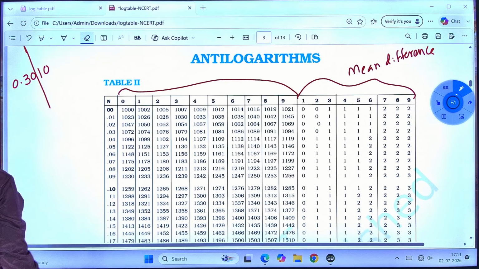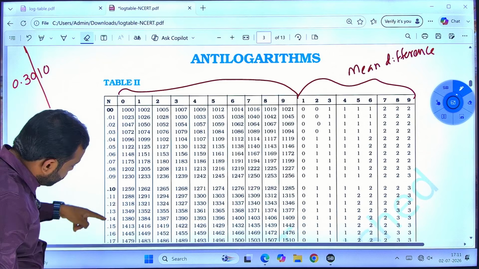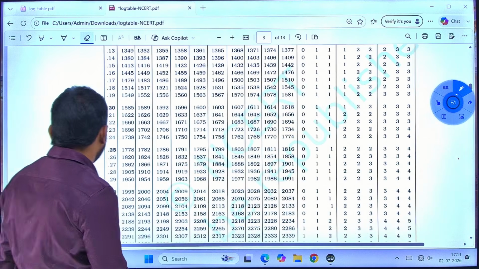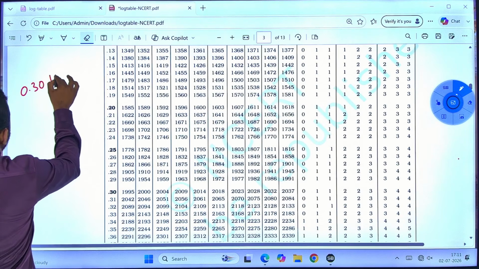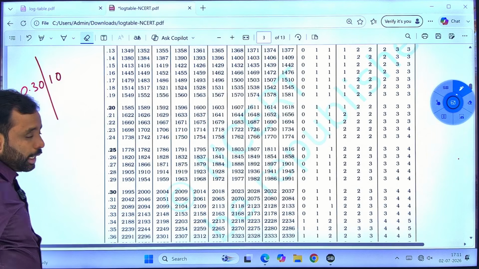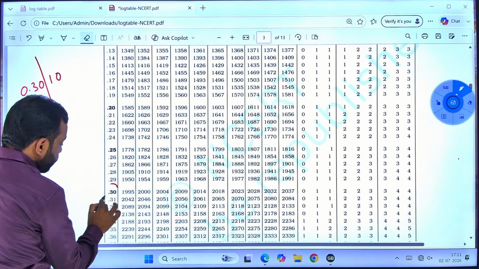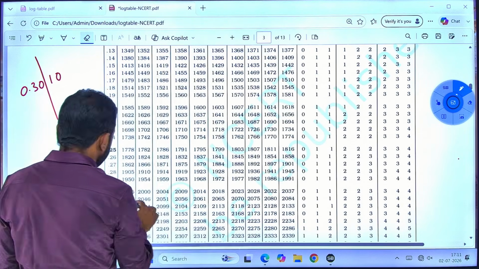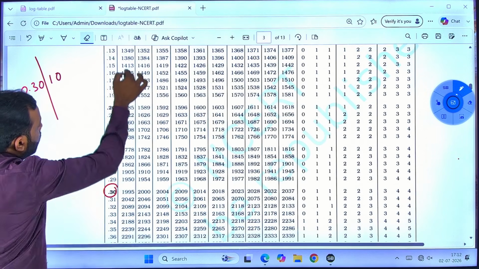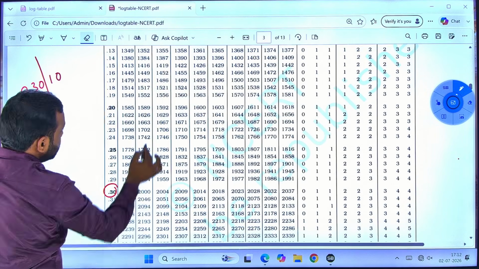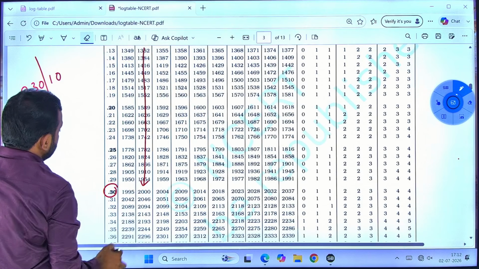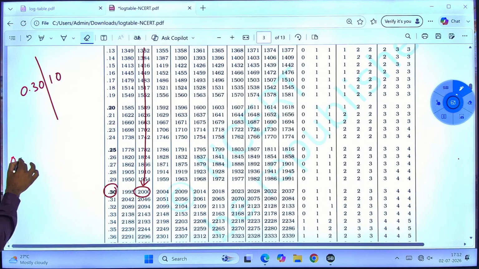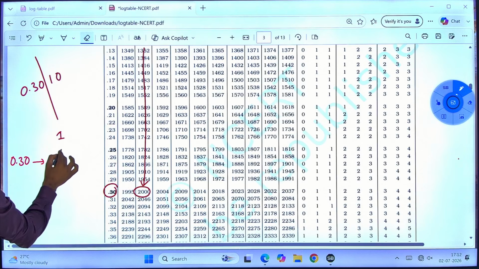So first, where is 0.30? That we need to find. Now we have to find the anti-logarithm for 0.3010. As earlier, the same thing: we find 0.30 here. The 0, 1, 2, 3, 4 columns will be there. So here this is the 0 column, then 1, 2, 3, 4. So what is there under 1 for 0.30?